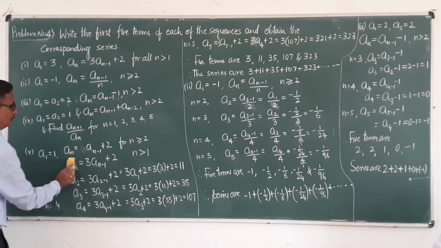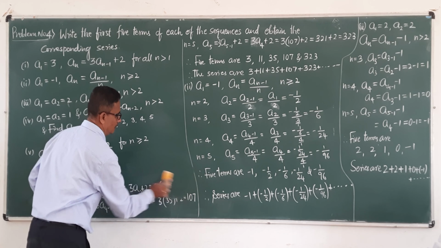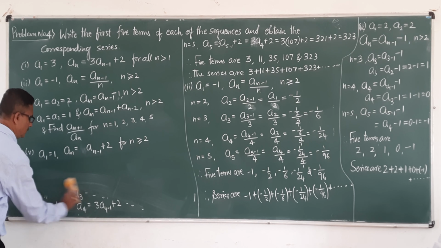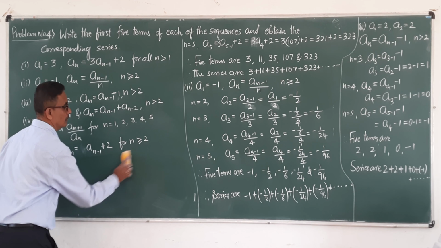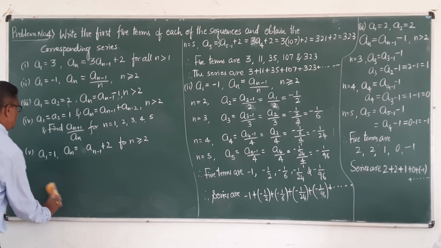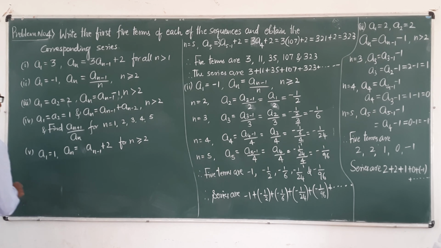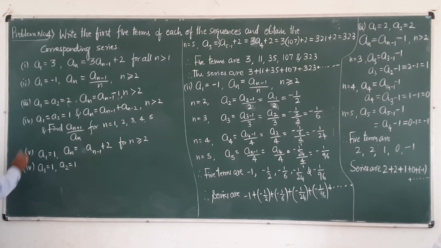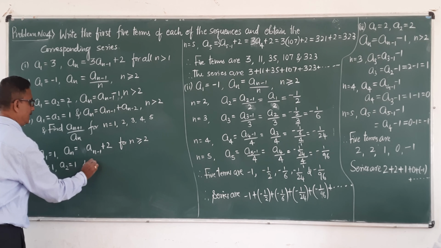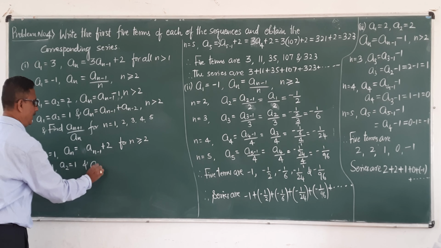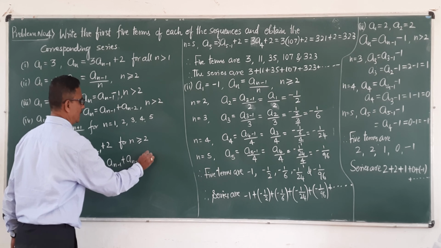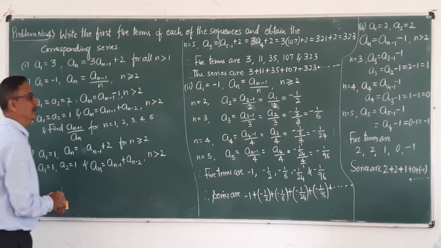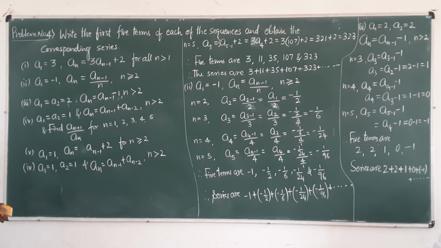Similarly, the fourth problem. Here, the fourth problem. A1 value is given 1, A2 is also 1, and an is equal to an minus 1 plus an minus 2. Condition, take the number n which is more than 2.